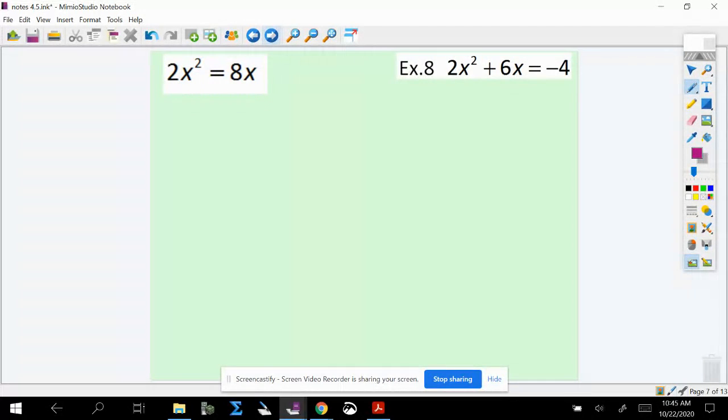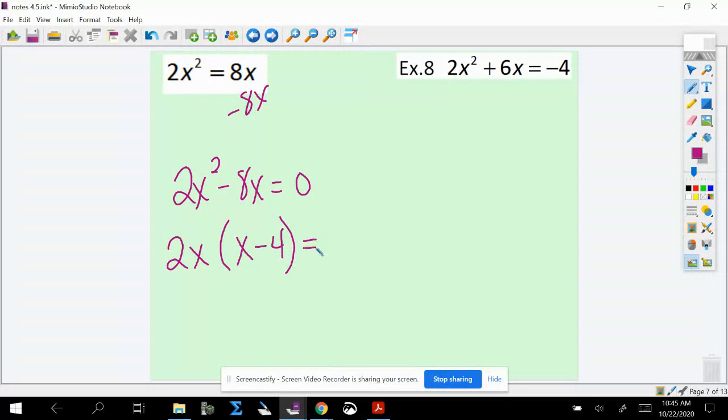These I need to get in standard form, so I'm going to subtract 8x. So I have 2x squared minus 8x equals 0. This one actually has a GCF. We can take out a 2. We can also take out an x. So when I take out a 2 and I take out an x, I'm left with x minus 4. In this case, I am ready to solve. That is fully factored. There's nothing else I can do.